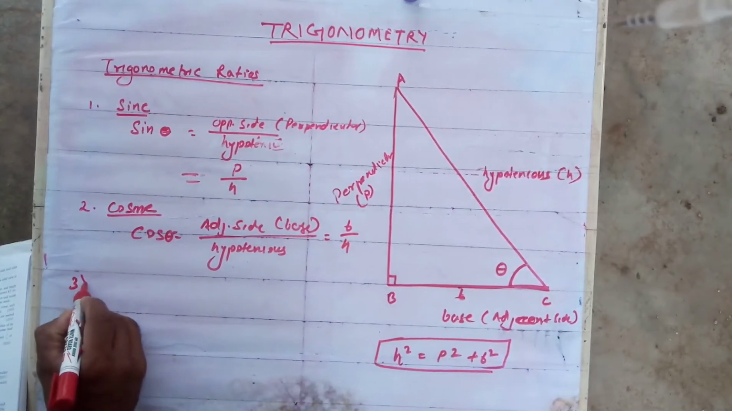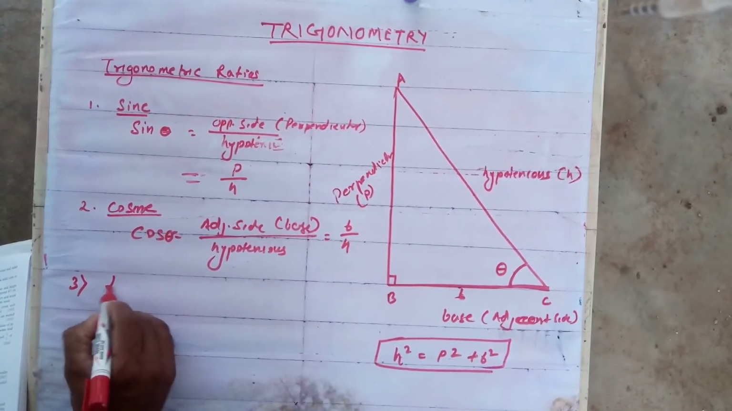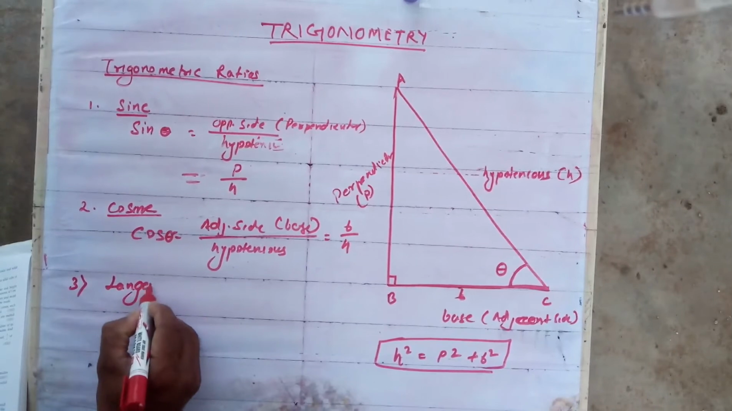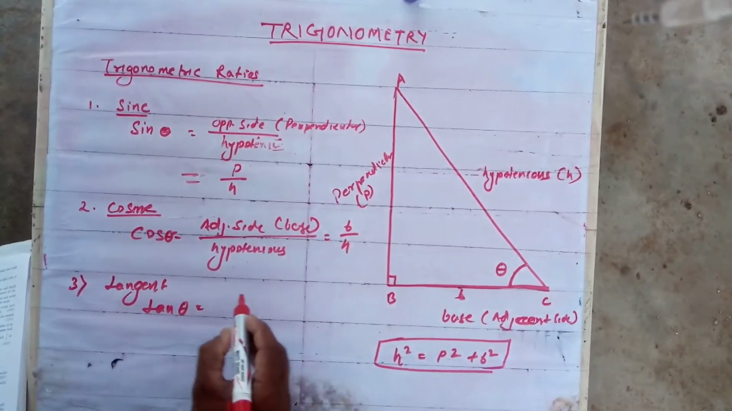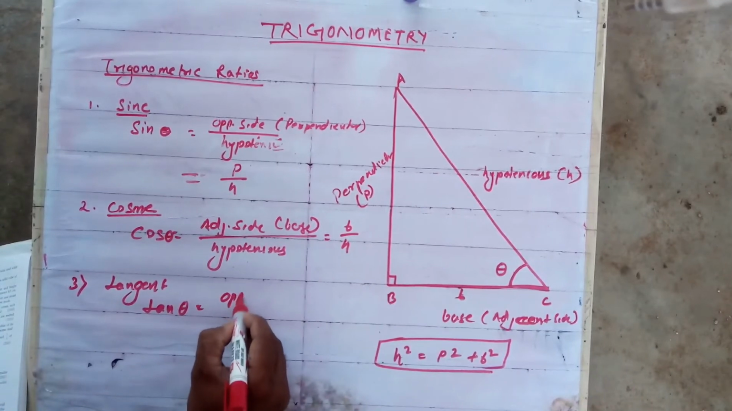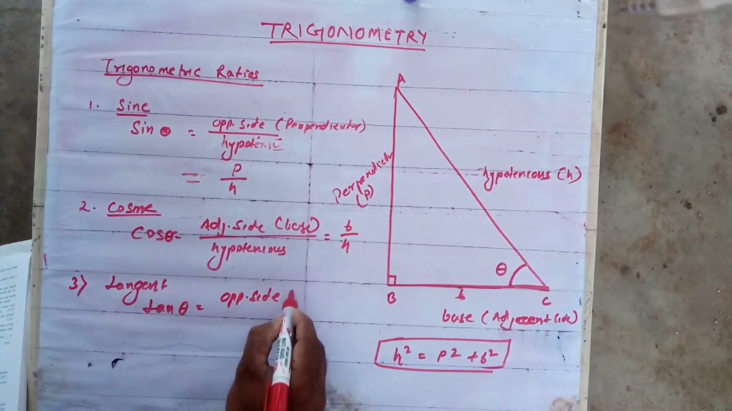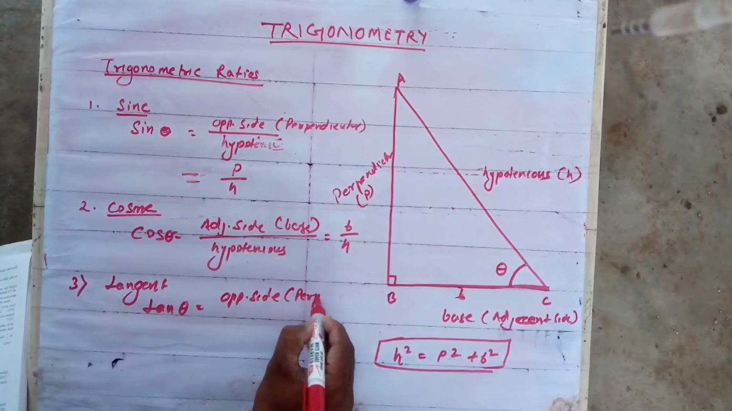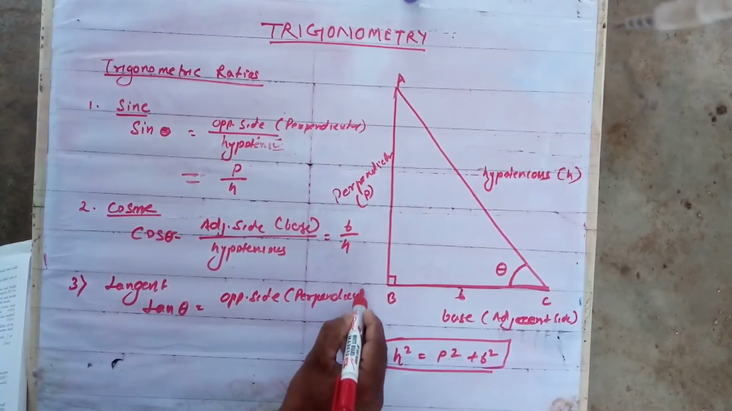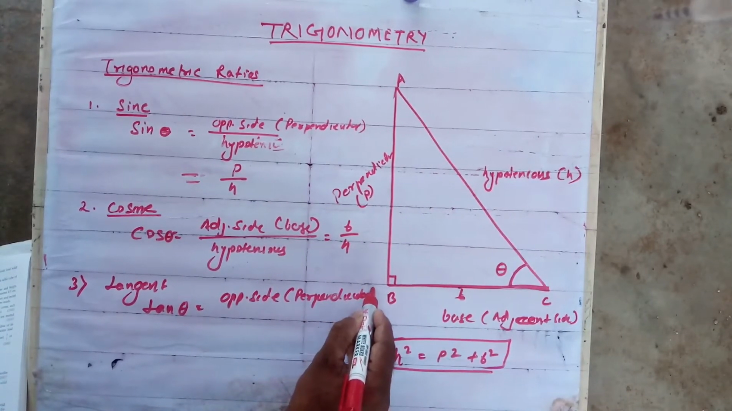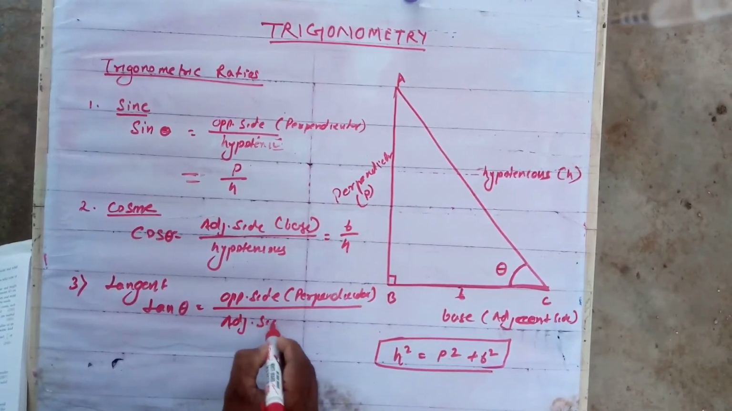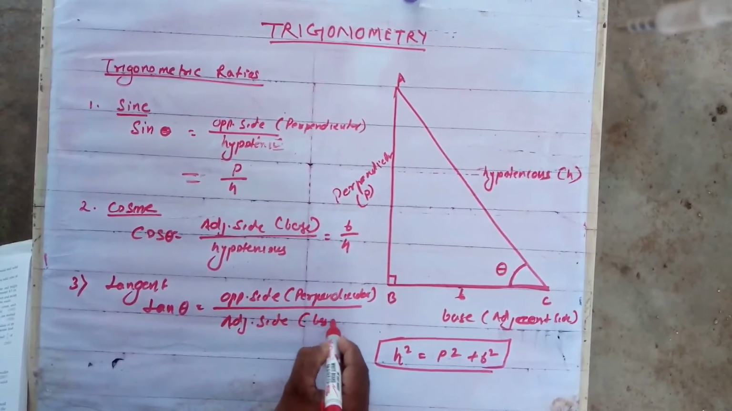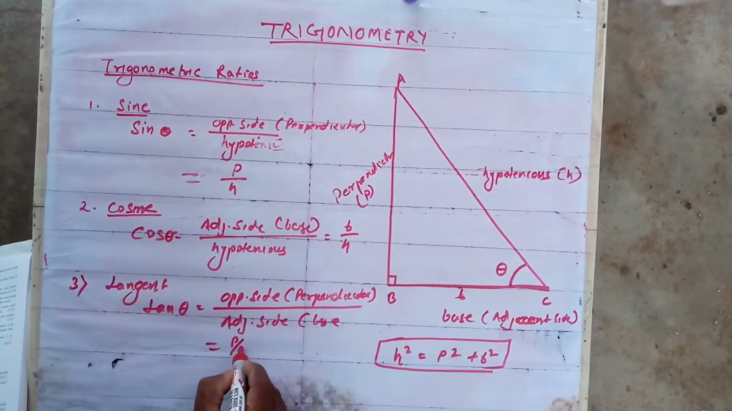The third trigonometric ratio is tangent. The shortcut is tan theta. That is the opposite side or perpendicular by the adjacent side or base, that is P by B.